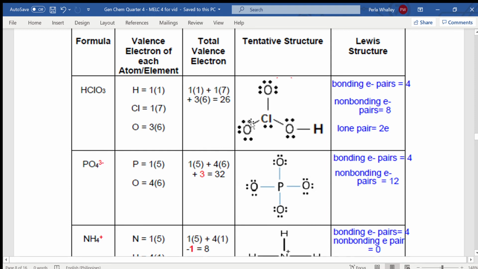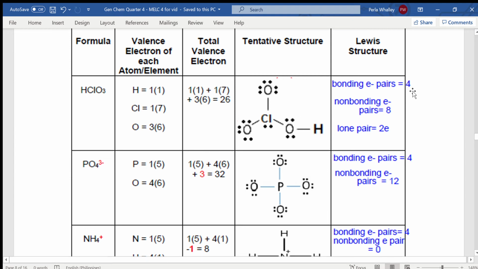2, 4, 6, 8. For this, we already have the 2 single bonds, and remember, a single bond is a pair of electrons. So 2, 4, 6, 8. So this also follows the octet rule. Hydrogen here is already stable with 2 valence electrons, okay, because hydrogen is near helium, and helium has only 2 electrons. Helium is the nearest noble gas to hydrogen.